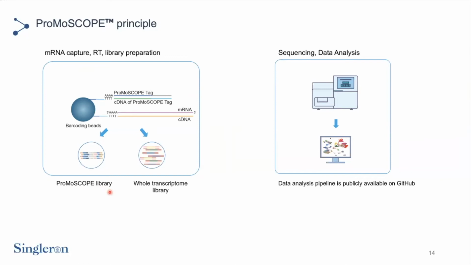And the next is the sequencing and data analysis part. Here, you can use any Illumina-based sequencers to sequence. Our libraries are compatible with Illumina, and a data analysis pipeline is also freely available on GitHub. So once you perform your experiment, you can analyze your own data by using these tools. So that will be the principle of ProMoSCOPE.